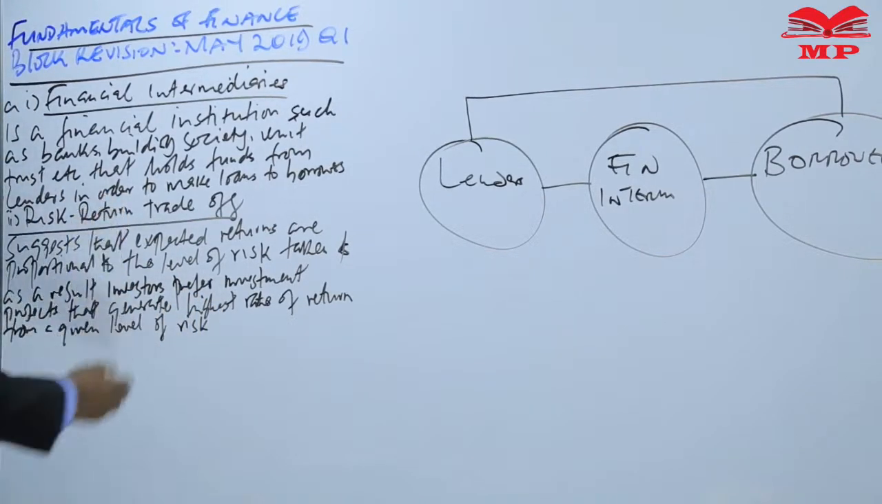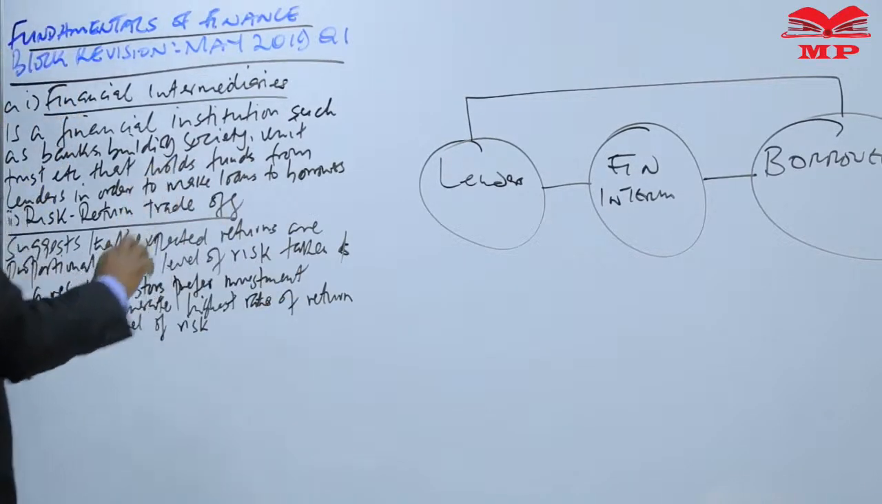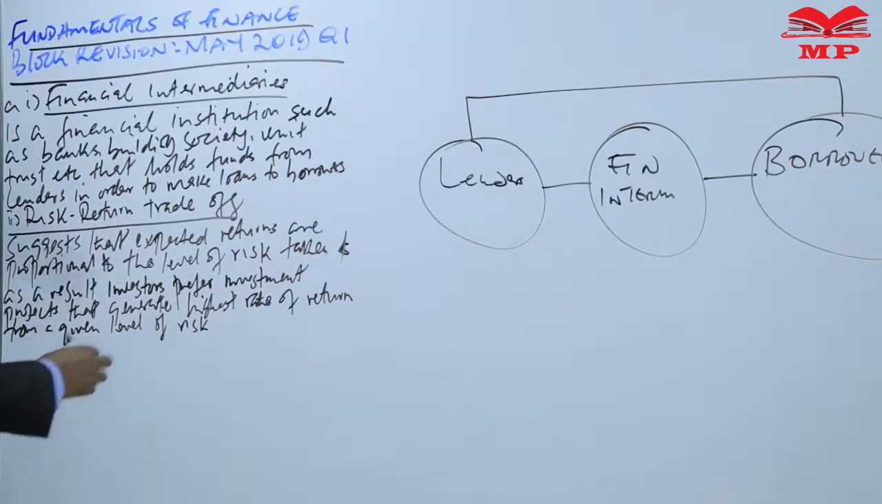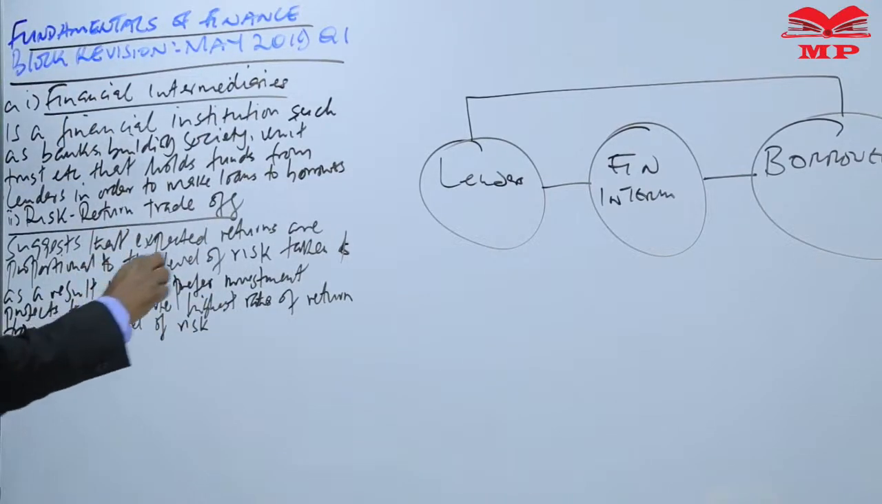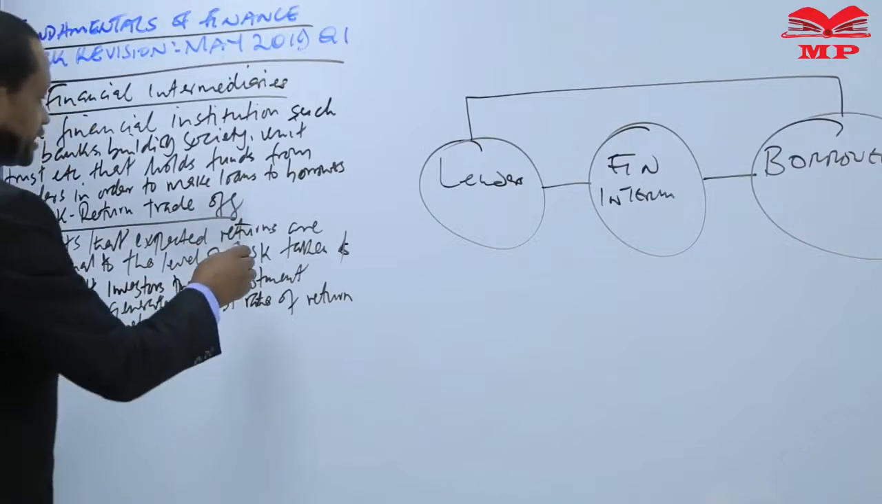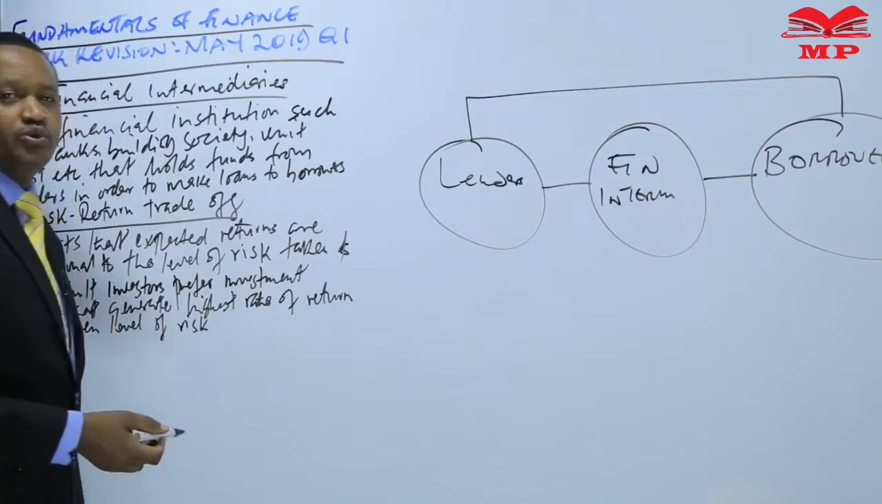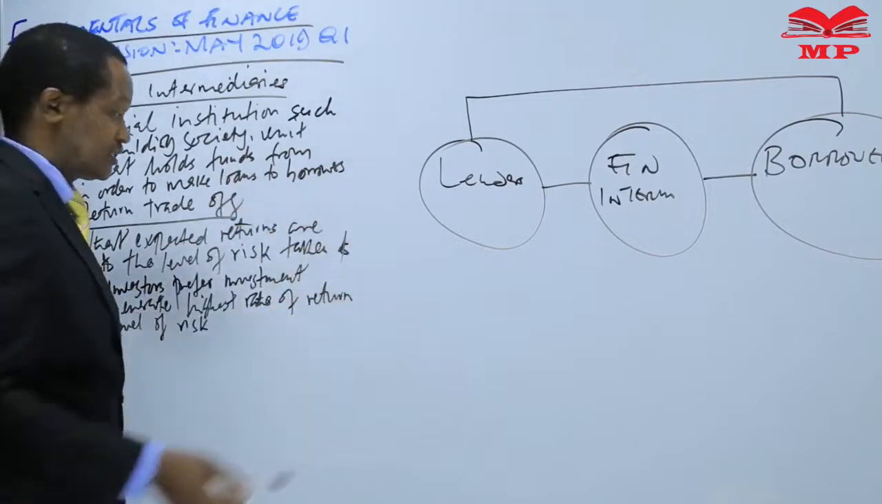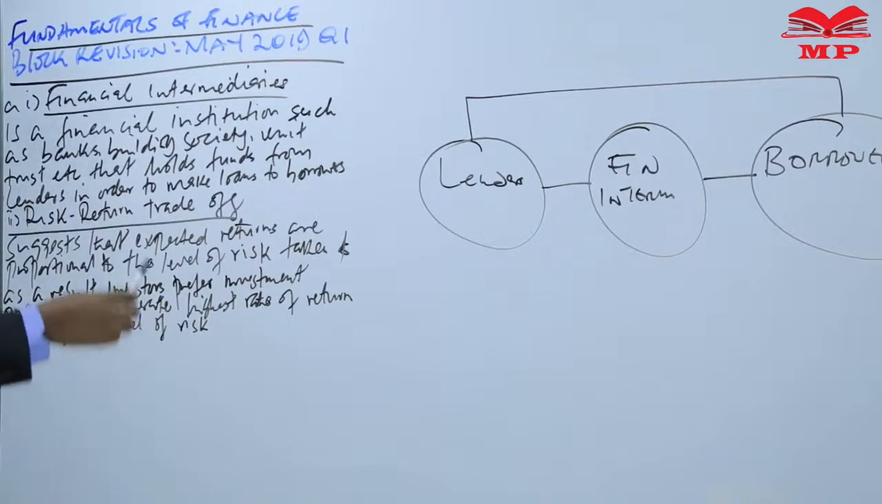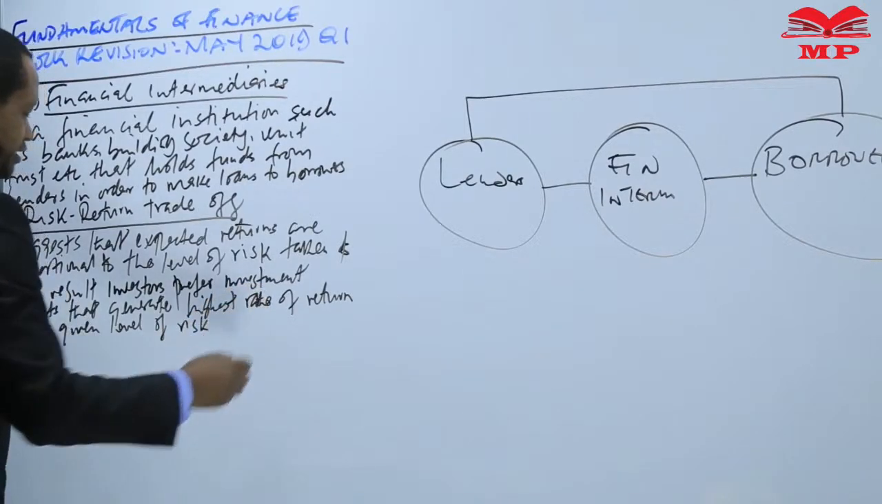For you to get or earn a higher return, then you have to take a higher level of risk, such that the higher the risk, the higher the return. The expected return is proportional to the level of risk. If you want to go for a project whose risk is low, then you should not expect high returns. So this term risk return trade-off suggests that expected returns are proportional to the level of risk taken. And as a result, investors prefer investment projects that generate the highest rate of return from a given level of risk.